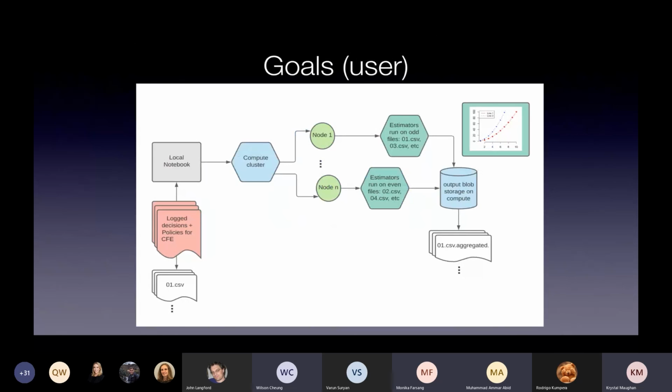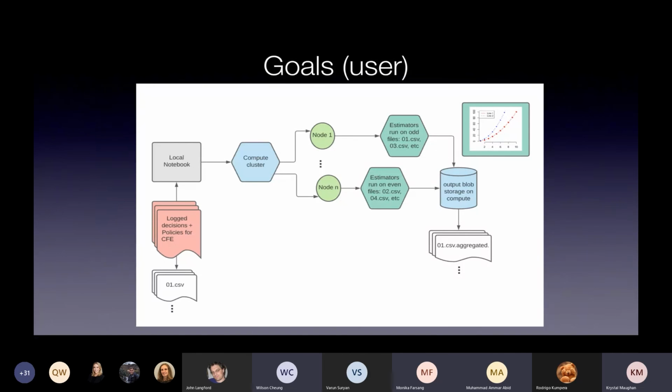And why should we as users care? Well, that's a great question. So let's start with the expectations of the user. My user wants to run SNPs and MLE estimator on different input files, aggregate the results, and visualize them. So they start with a local notebook where they can locally load the log decisions and policies configurations and the input files 01.csv and 02.csv, respectively.